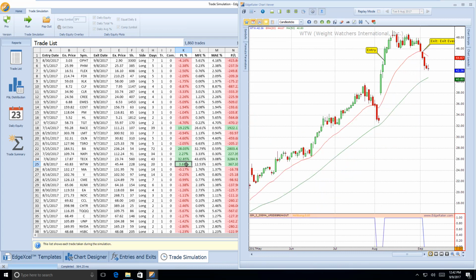And then the last one, Weight Watchers. This was a small gain, fulfilled the buy rules here, and then exited here and sold off further after the exit. So there you go. That's my quick summary of the strategy and what happened last week in the strategy.